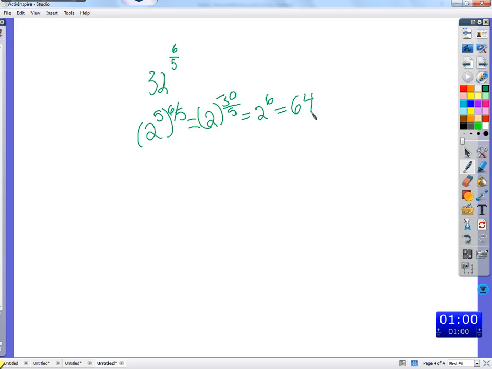2 to the 5th times 6/5, you multiply the exponents. Now what made you put 2 to the 5th there? Because 2 to the 5th is 32. Okay, so you just rewrote 32 as 2 to the 5th. Mm-hmm. And then you multiply the exponents and you get 30/5, and 30/5 is 6, so 2 to the 6th equals 64. All right.